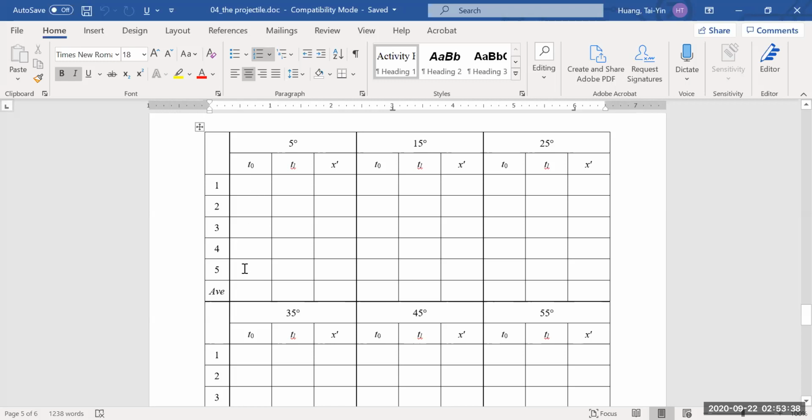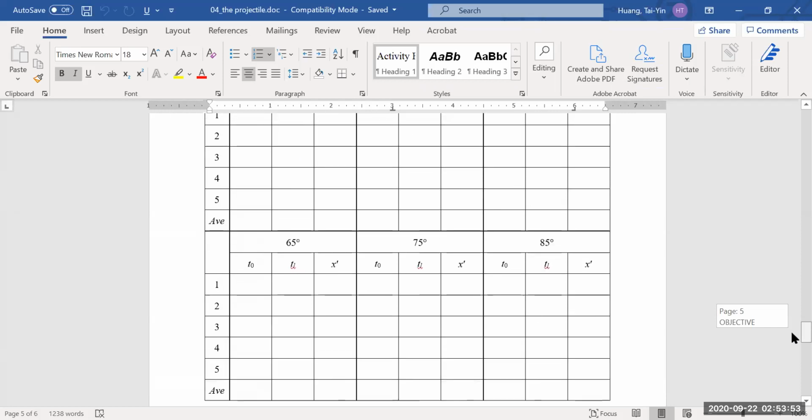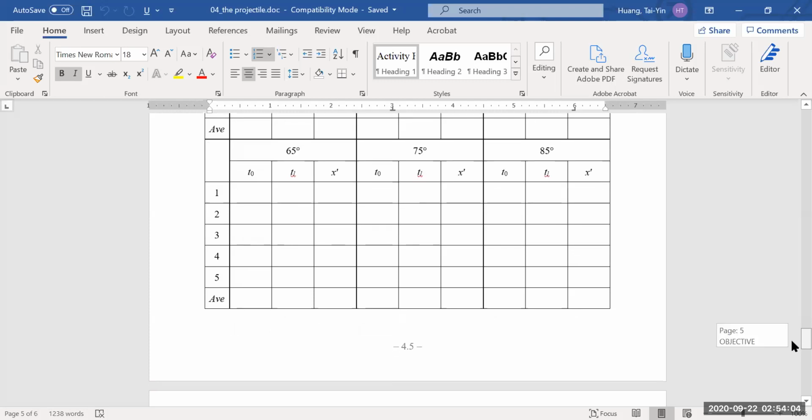So you have the data points, and then you need to figure out the average value. When you have the average value, you use it to find the subsequent values on the second page. So this page will give you the t naught, t sub L, and x prime average values at each angle.